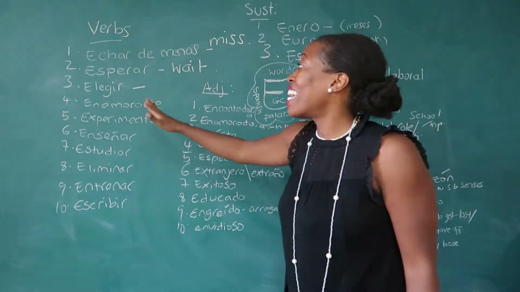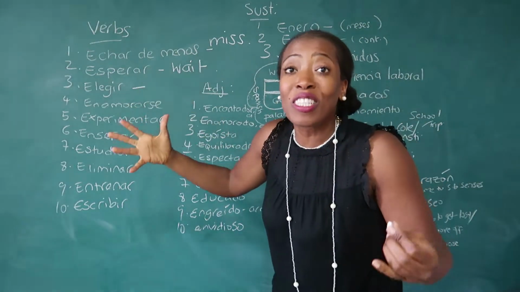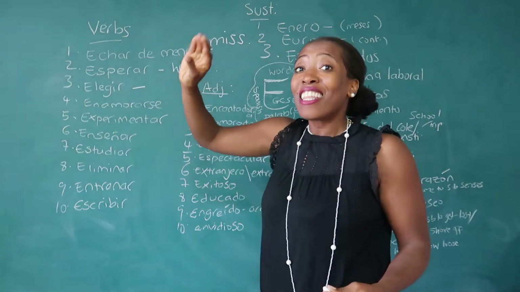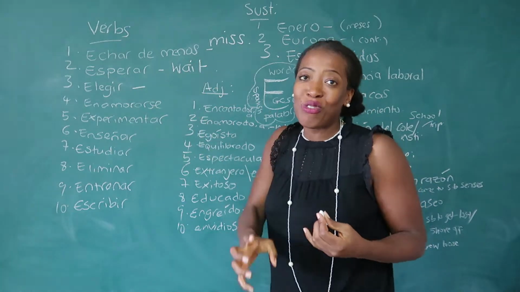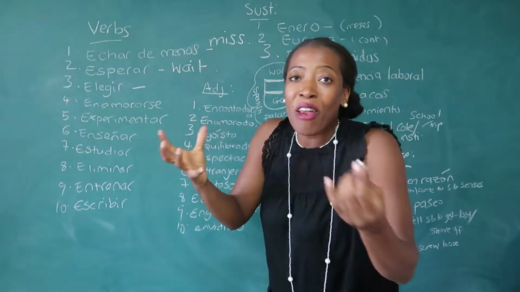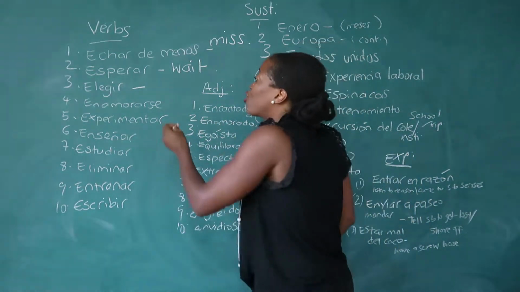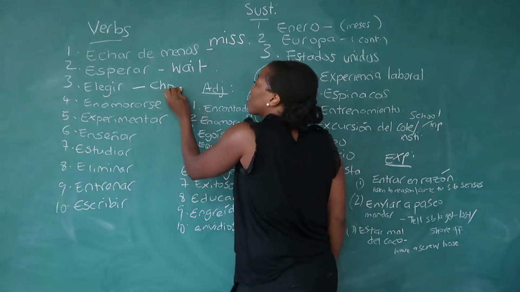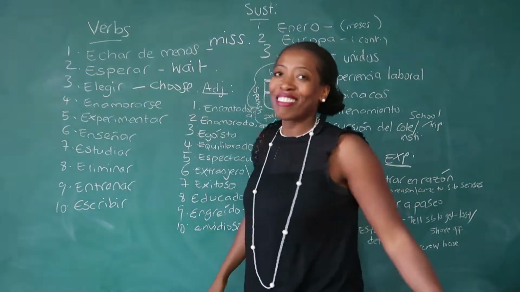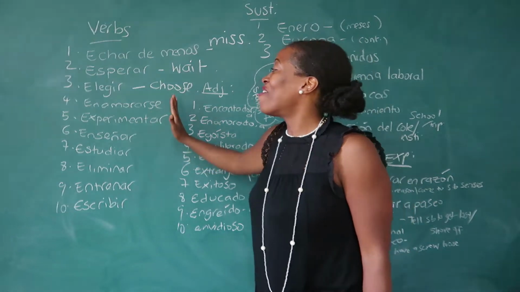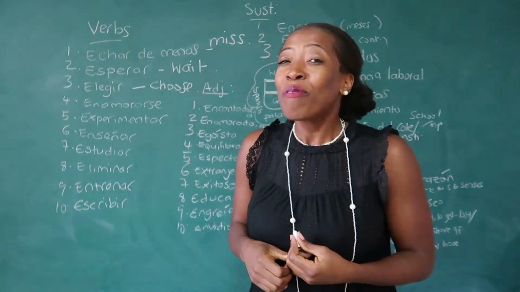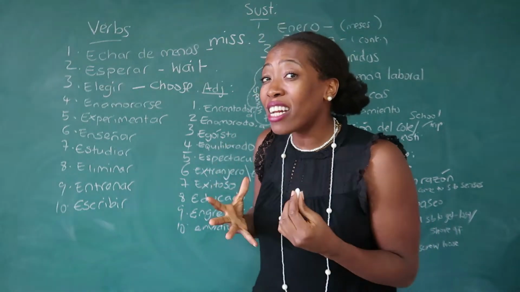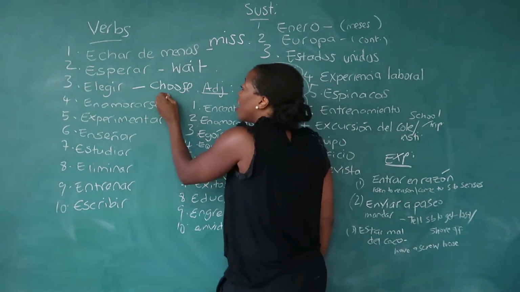Number 3, elegir, to choose. You'll often see this word when you're reading a book and you have to choose from various options. Elegir, to choose. Okay, there we go. Moving on, number 4, enamorarse, to fall in love. I bet you knew that one. Enamorarse, to fall in love.